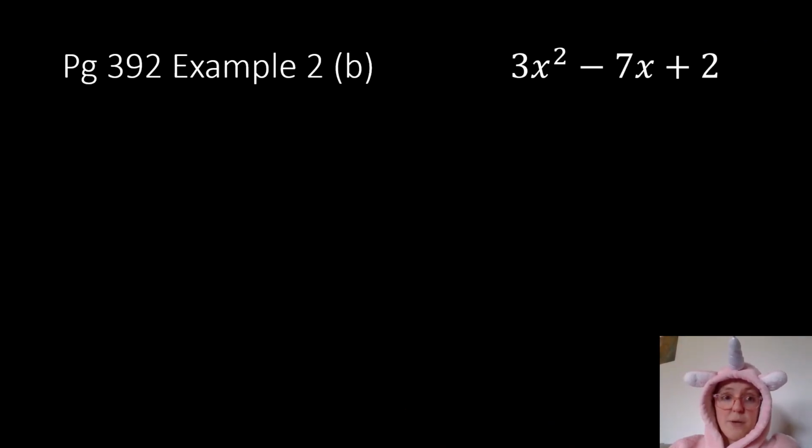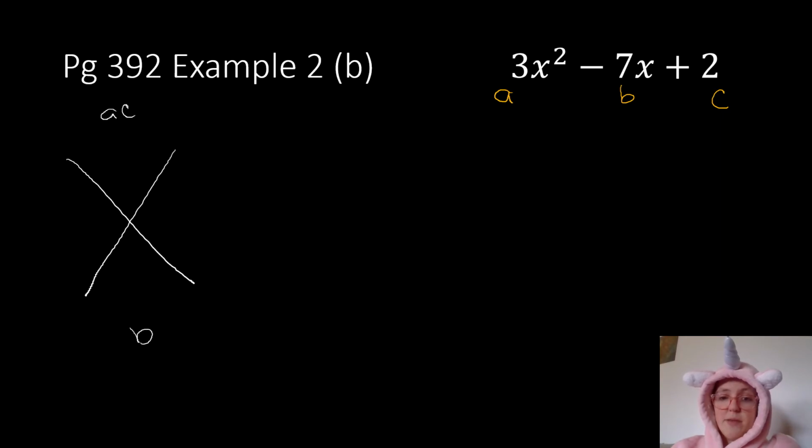All right, so we're going to go on to page 392, example 2, part B. And we're going to do the same thing we did before. We are going to do our A term, our B term, and our C term, just like we did in the last one. So we're going to do our X frame, and we can put our A times C on the top and our B term on the bottom. Now A times C, that's our A term is our 3, C term is our 2, and when we multiply those together, we get our 6.